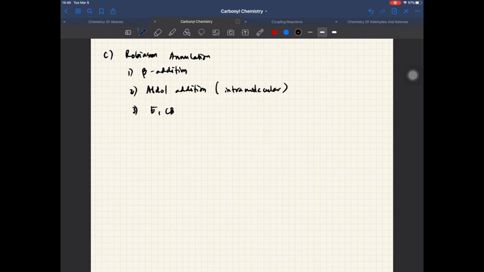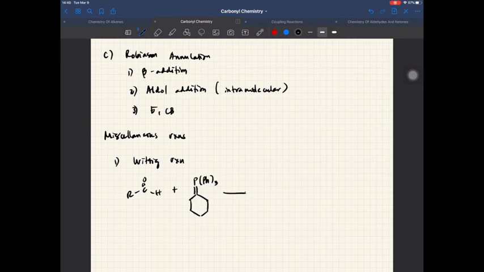Now for the miscellaneous reactions, I have introduced two miscellaneous reactions. The first one is the Wittig reaction, which converts aldehydes and ketones to alkenes. So say for example, we have an aldehyde reacted with a phosphorus ylide. Say for example, we have this type of phosphorus ylide. Now, the resulting product would be something like this.